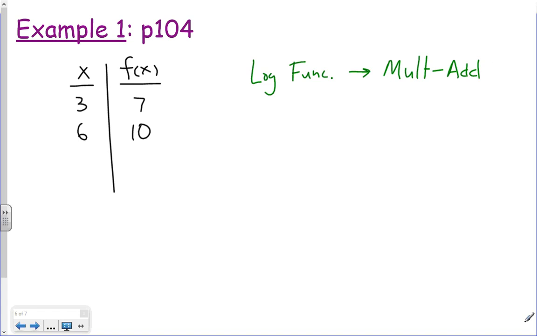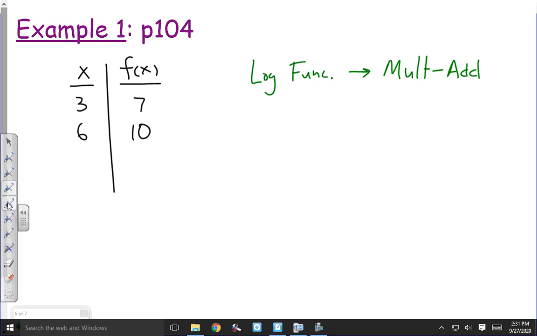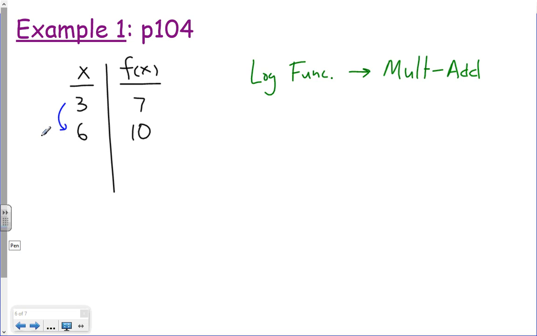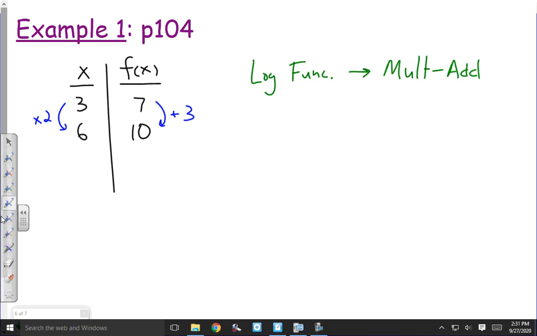All right, so it looks like over here for my x's, I'm multiplying by 2, and over here for my y's, I'm adding 3. So I should be able to get the values that they've asked us to find. Multiply by 2 and add 3.